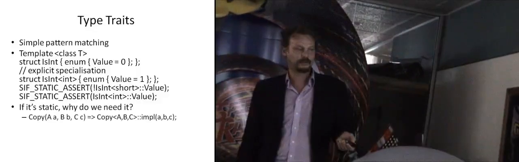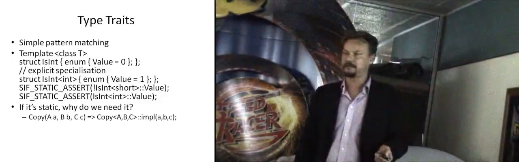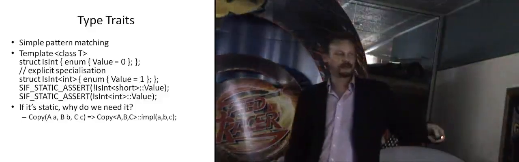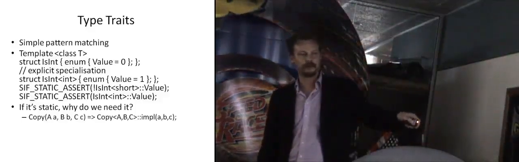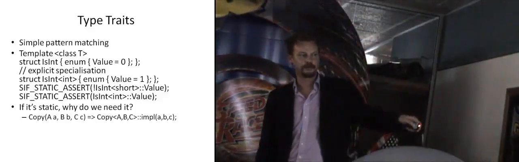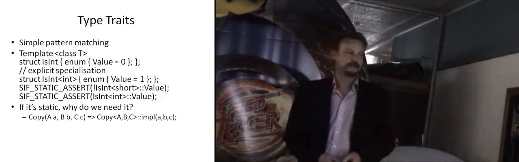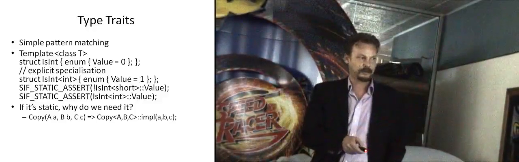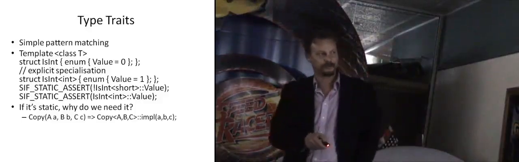Why do we need it if it's static? It's to make sure that we can generate efficient code to deal with our copy example, and that will use a system similar to this, where it will switch at compile time to do different things depending on the types that are given to it. This can get quite complicated and actually much more interesting than C++ alone.